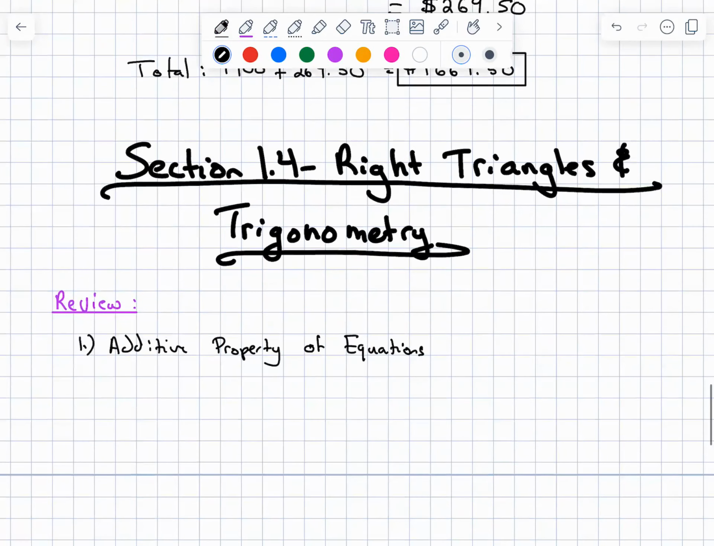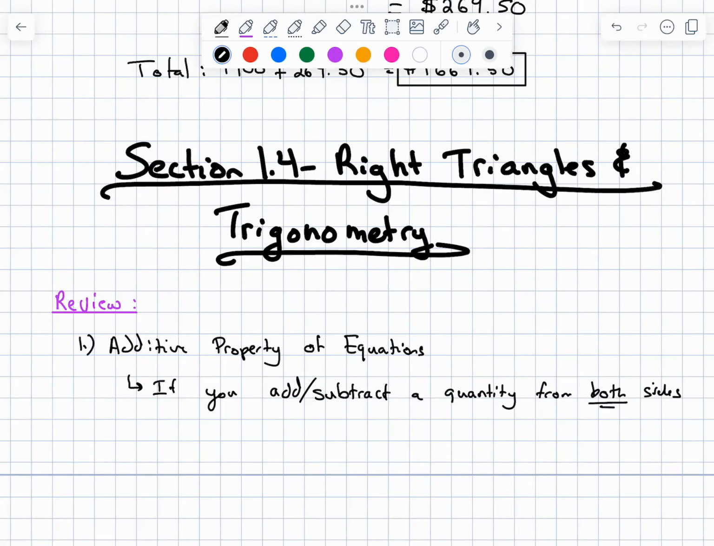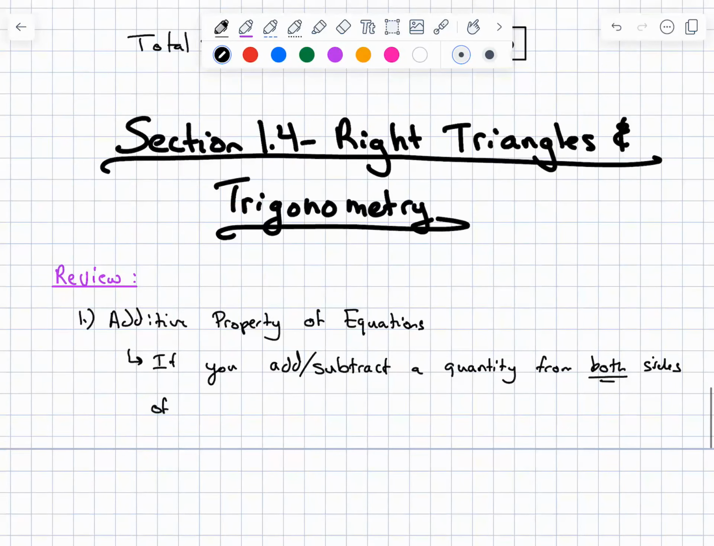And what that says is that if you add or subtract a quantity from both sides, I'm going to underline both because it's very important that it has to be done to both sides of an equation. If you add or subtract the same quantity from both sides of an equation, the equality remains balanced.